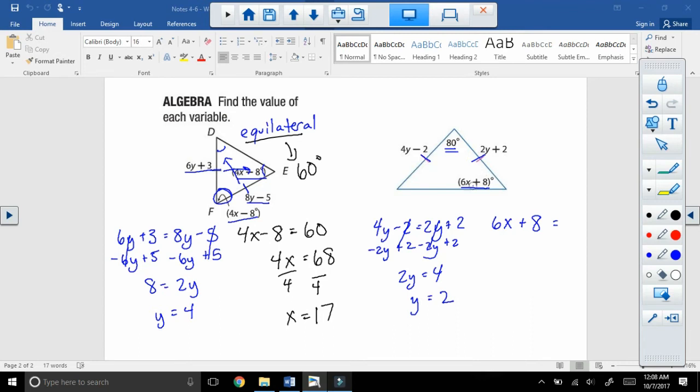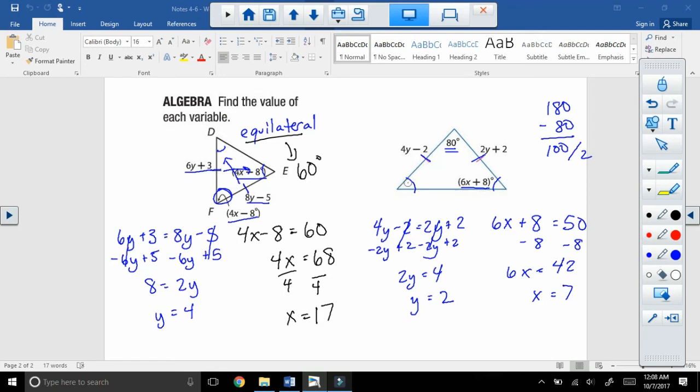And the way I did that was I knew that all three of these angles are going to add up to be 180. So when I do 180 minus 80, I get 100. And then I know that these two are the base angles, and they're going to have to be congruent. So they're going to be the same, so I can just divide that by 2. When I solve this, I get 6x to equal 42. Therefore, x equals 7.